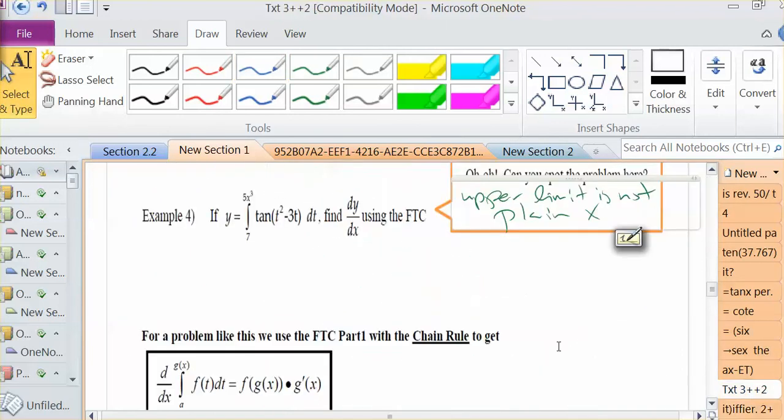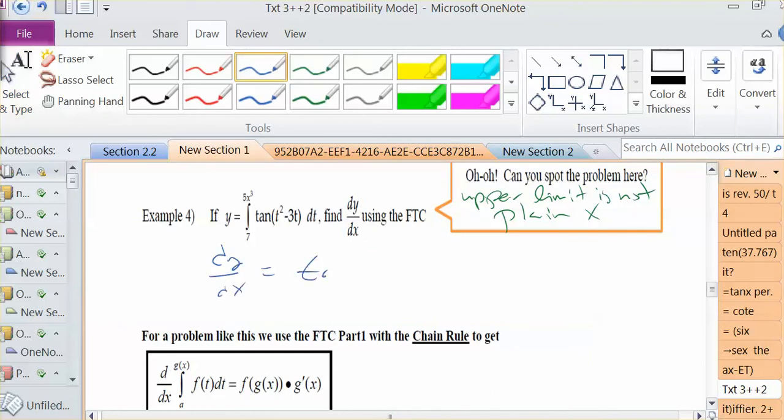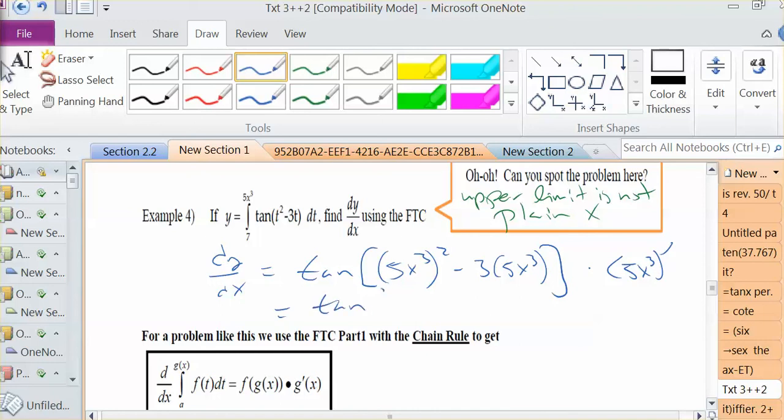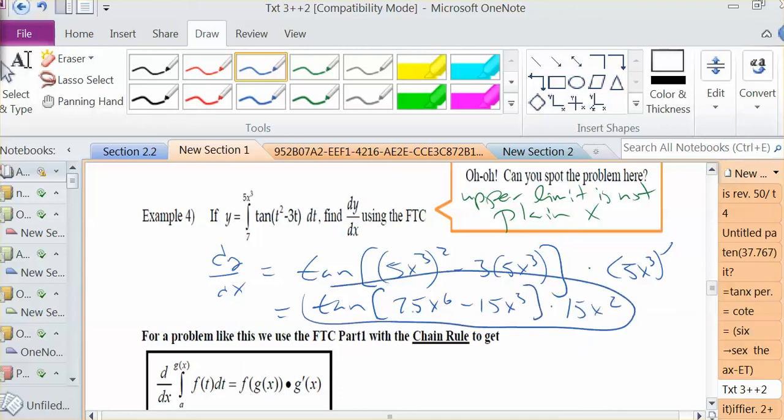So for example 4, dy over dx can be thought of like this: tangent of 5x cubed squared, so we're replacing t with the upper limit, minus 3 times 5x cubed, and of course times the derivative of 5x cubed. It's a bit of a chain rule here. So it's just tangent of 25x to the 6 minus 15x cubed times 15x squared. And that would be the answer for that one.